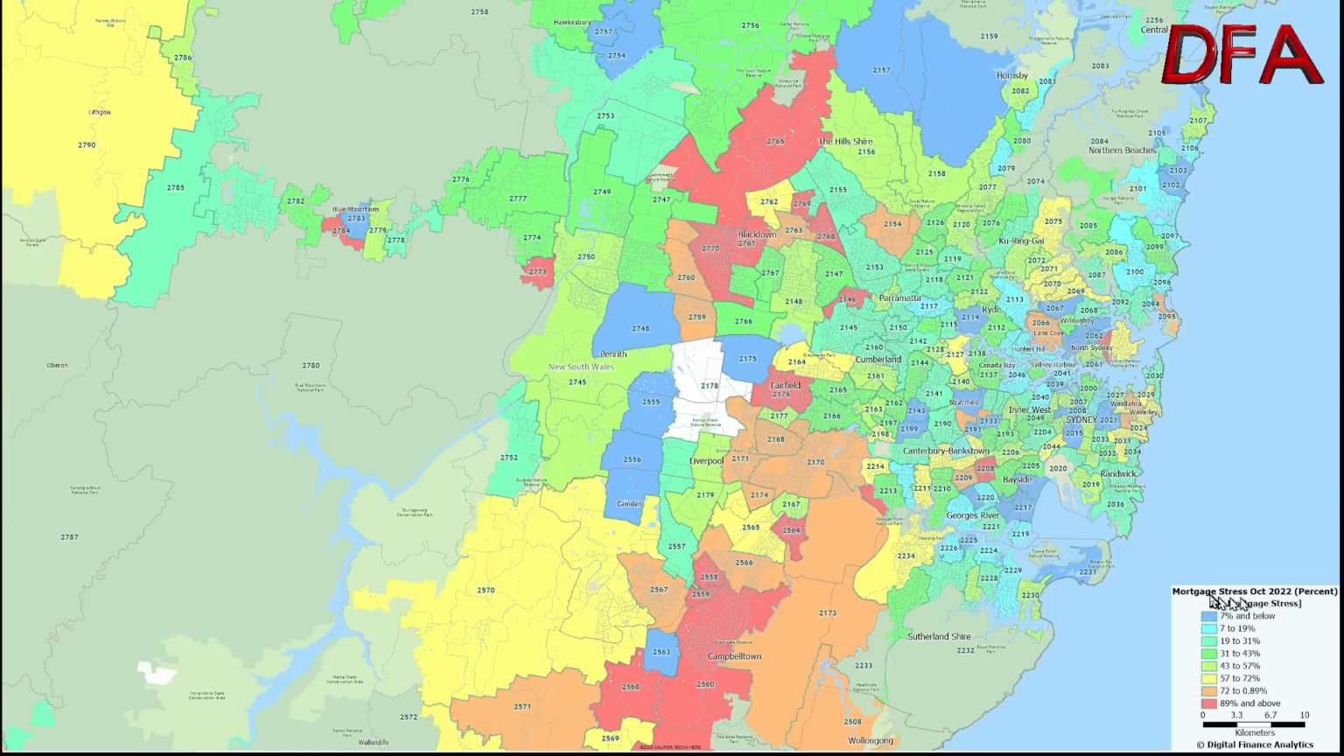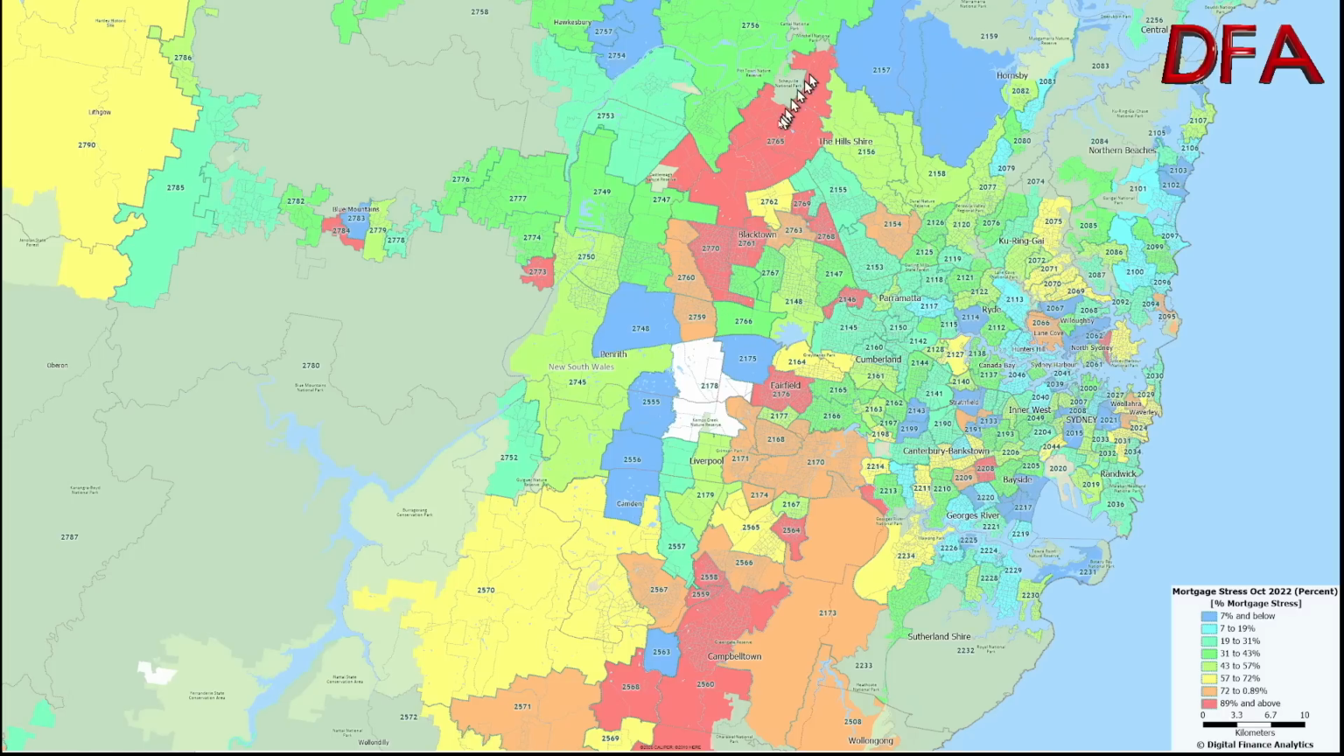And I just want to explain, as I always do, that the lowest stress is the bluey ones, and the red and the orange ones are the higher. And you can see here on the key that you've got 7% and below, 7 to 19%, 19 to 31%, 31 to 43%, 43 to 57%, 57 to 72, 72 to 89, and 89 and above. So the more red, the more the proportion of households are actually going to be in difficulty.